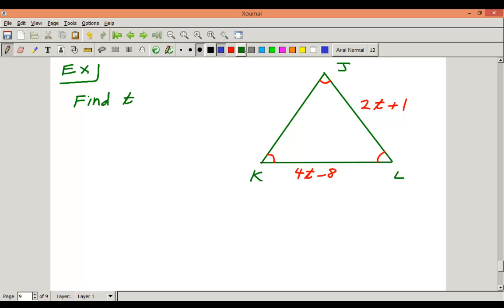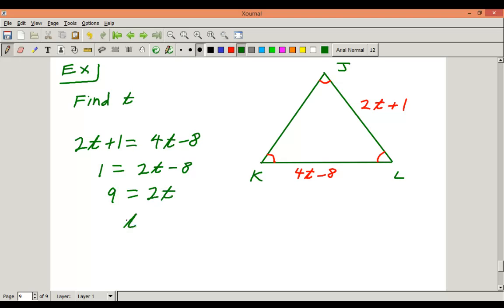And so we'll just simply set 2t plus 1 equal to 4t minus 8. We'll solve that for t, because that's what we're trying to do. So we got 1 equals 2t minus 8. Subtracted 2t from both sides. Let's add 8 to both sides. So that'll give you 9 equals 2t. And t is 4.5.